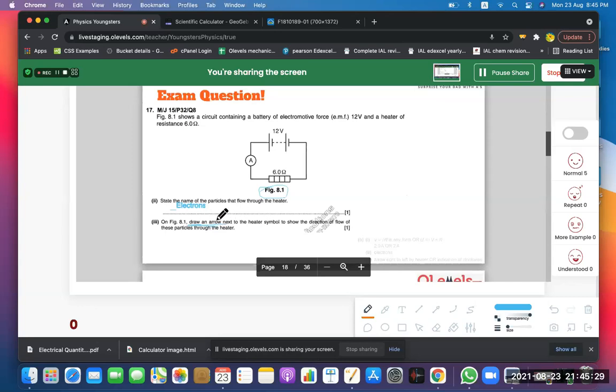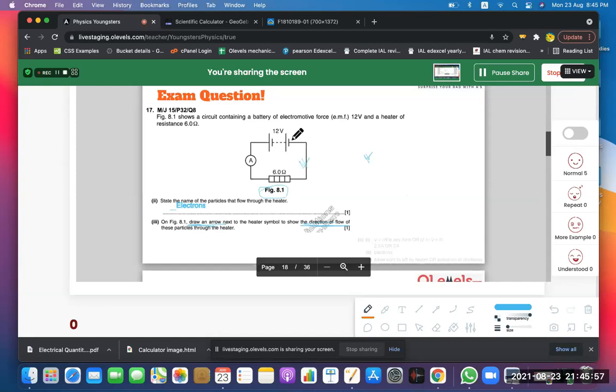Now we have to show with an arrow what's the direction of flow of these particles. These are the keywords. Draw an arrow. Where should I draw an arrow? Should I draw an arrow here or here? Right, here. Do you agree, Fiza and Arush? Should I make the arrow here? Yes, ma'am. Okay.